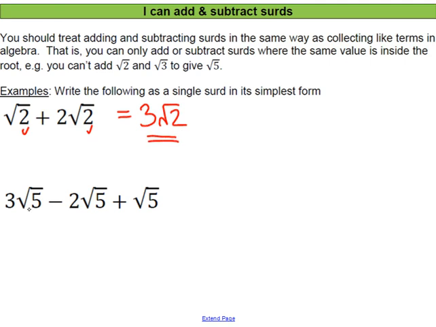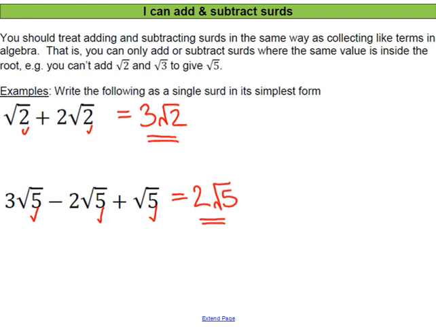My next example, I have 3 root 5, take away 2 root 5, add on root 5. So root 5, root 5, root 5, I am able to add these. So to keep track, I have 3 root 5, I take away 2 of them, so I now have 1 root 5 left, and I add 1 more back on, so that means that I have 2 root 5 as my final answer.